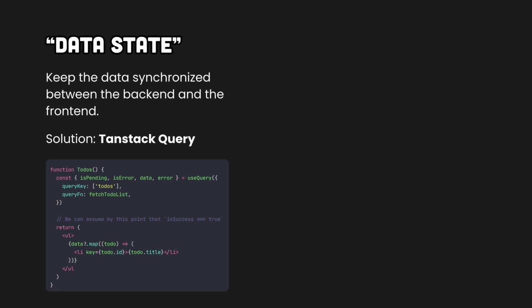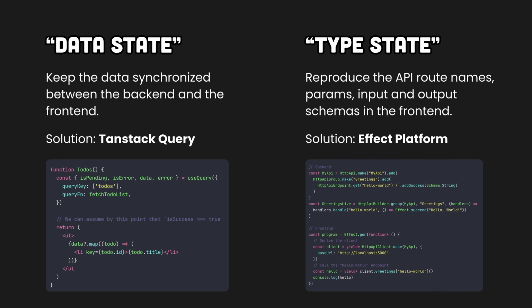The data state is all about keeping data synchronized with the back-end, refetching after mutations or on a regular basis. And for that we have the excellent Tanstack Query library. What I'd call, on the other hand, the type state is the data schemas of each route input and output, as well as the list of routes in our backend that we need to re-implement in our frontend. This is a pain and is prone to errors, especially when the backend changes. It can be hard to track all the places you have to change on the frontend.